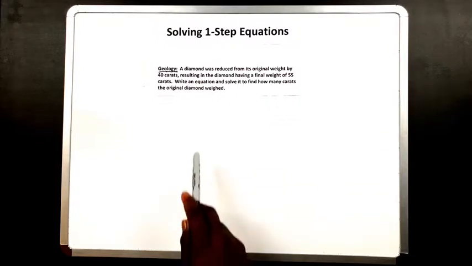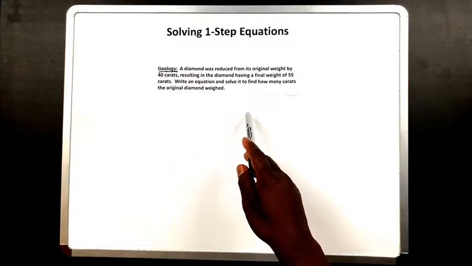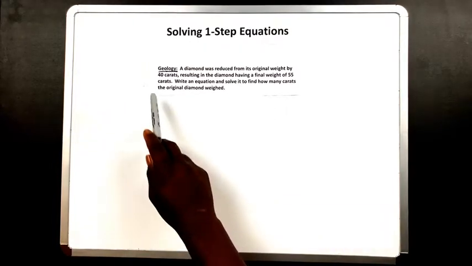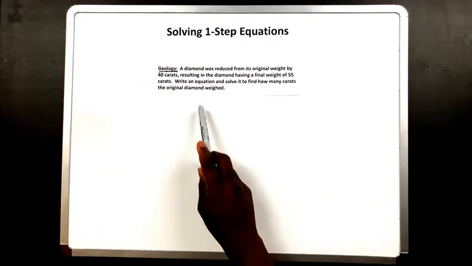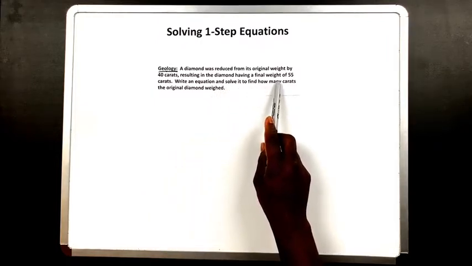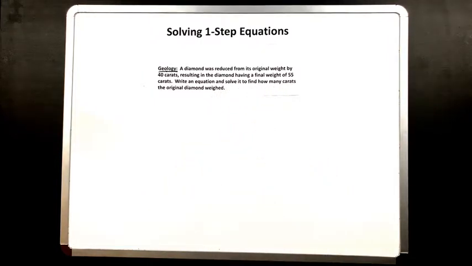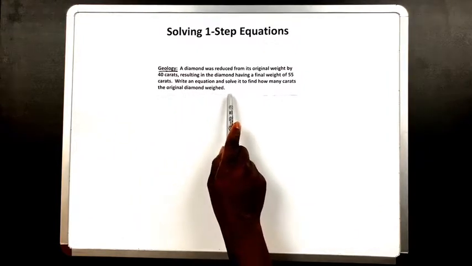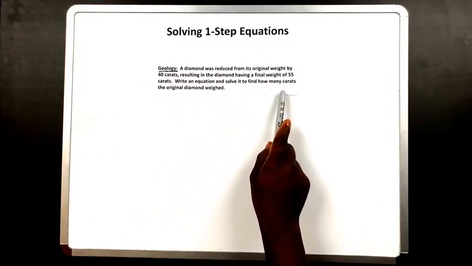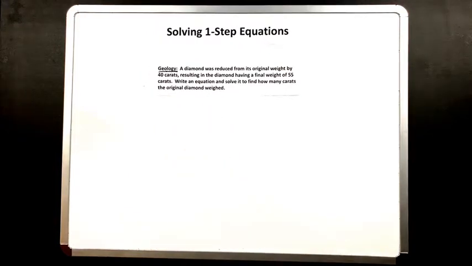So a diamond was reduced from its original weight by 40 carats, resulting in the diamond having a final weight of 55 carats. Okay, write an equation and solve it to find how many carats the original diamond weighed. Okay, so I'm going to underline some information and read it again. We're not reading this like you read a novel. You read math problems like you're reading a technical document. So you read and think and read and think.